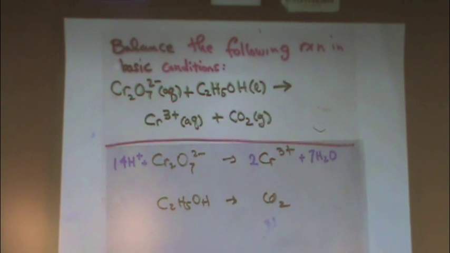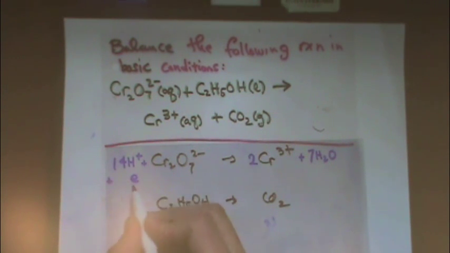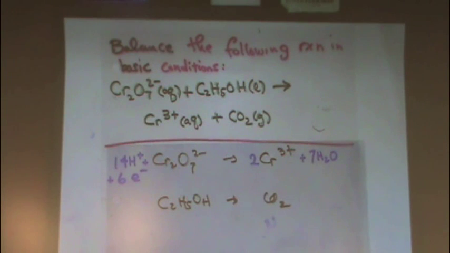The last step, I need to balance the charge. What's the overall charge on the right-hand side right now? 6. Left-hand side? 12. So I'm going to add the electrons, which side, right or left? Left, and how many? You want 6? Let's see if that works. 14 minus 2 is 12, minus 6 is 6, and the right-hand side is 6. That works. Okay, next one.